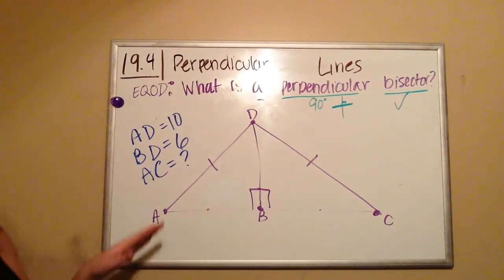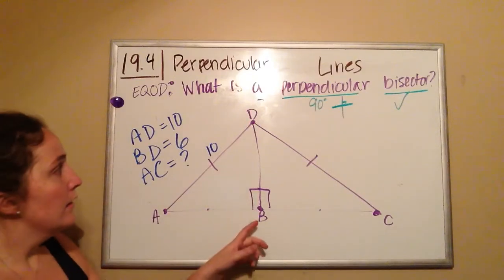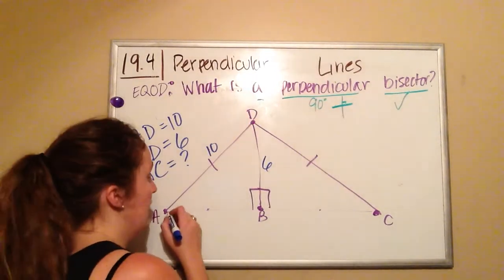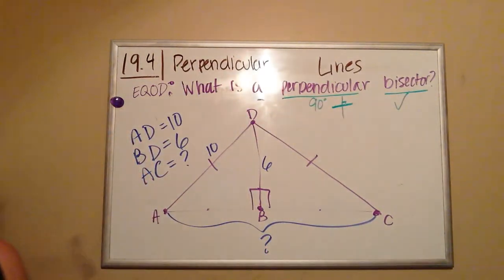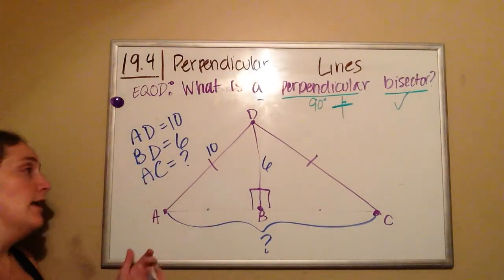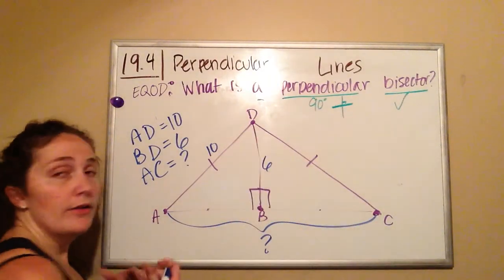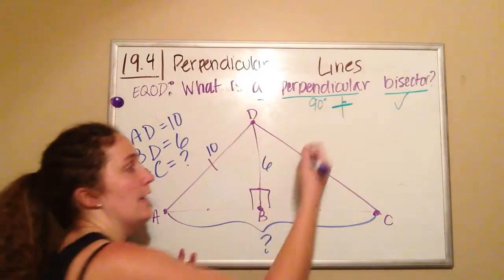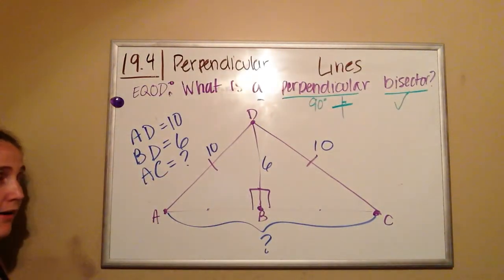So if I draw that in, AD is 10, BD is 6, and it wants us to find this whole length down here. Well, one thing we should be able to automatically add in is we notice that this side is the same as this side. The way I know that is because in the drawing it has these little dashes which indicate that they are the same length. So we can also have a 10 there.